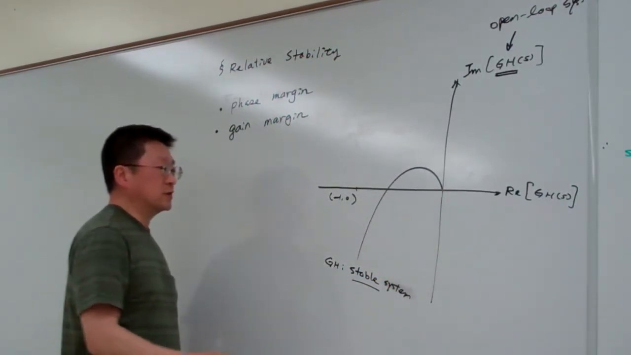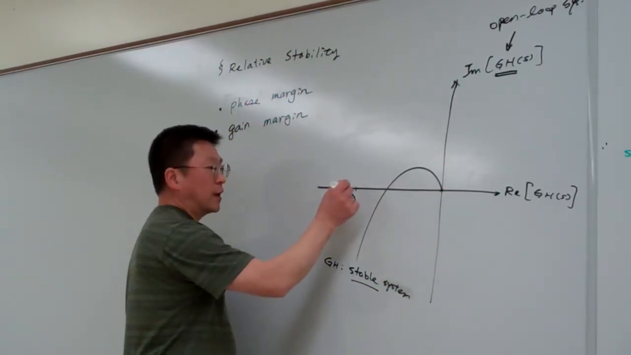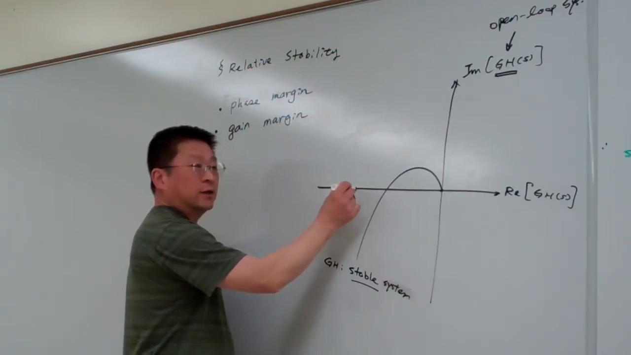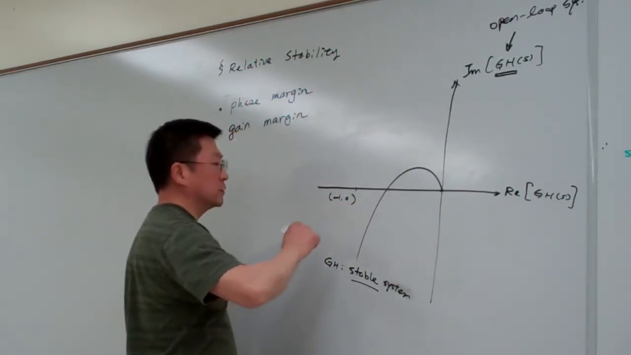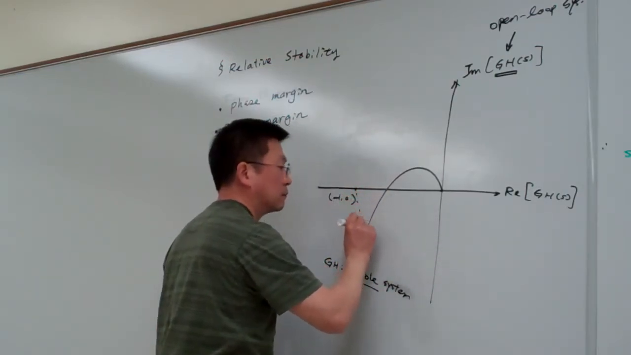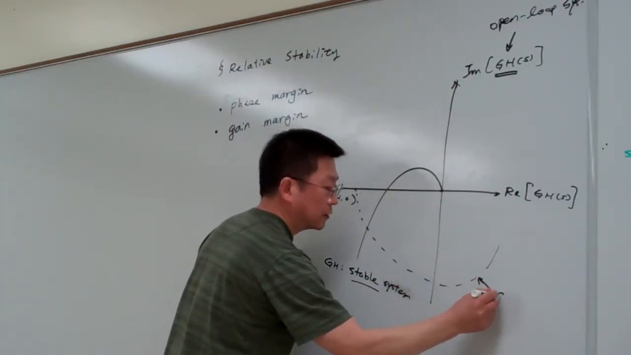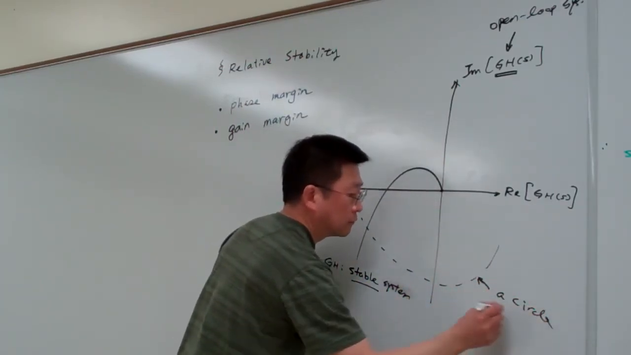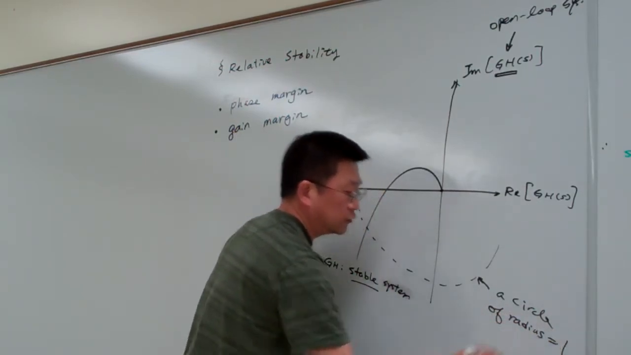Under these situations, here we take the origin as a center, and we take the radius of 1 to draw a circle, and that circle will help us to define the two terms. So let me do it. This is a circle of a radius equal to 1.